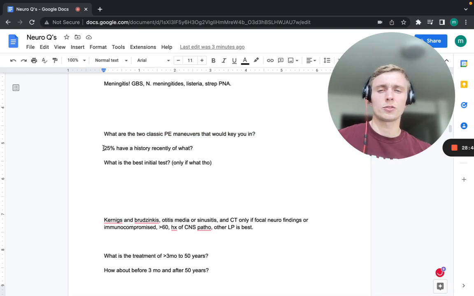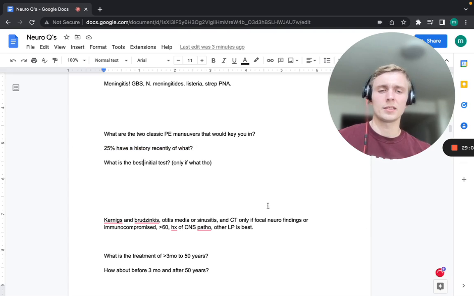And 25% have a history of a recent URI, especially an otitis media or a sinusitis as well. So I guess that strep pneumo is the most common cause. So if it's strep pneumo from otitis media or sinusitis, it can kind of track all the way to the meninges, and 25% can get it from that.